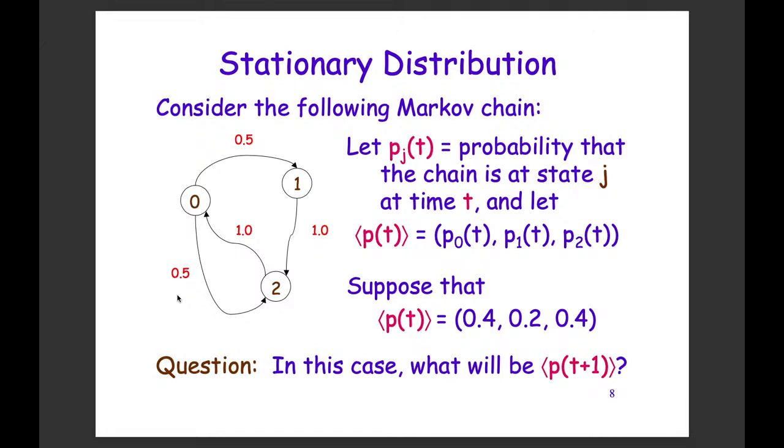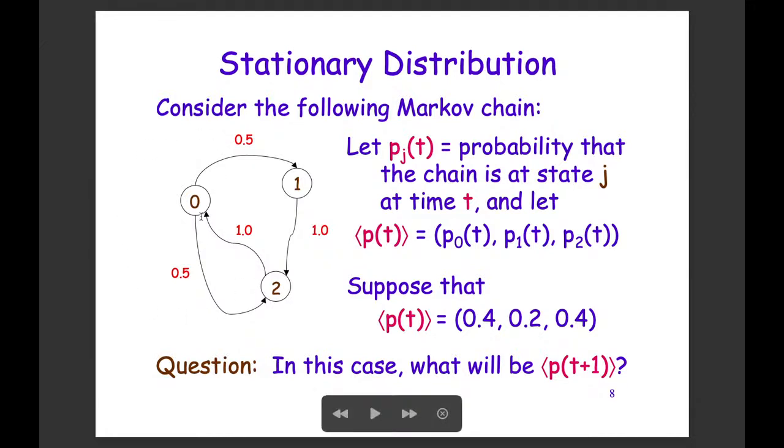Okay, now let us consider this particular small example of a Markov chain. You just have 3 states, and this is the probability. If you are at state 2, you must go to 0 at the next step. Similarly, if you are at state 1, you must go to state 2 in the next step. And if you are at state 0, there is half a chance to go to 1, half a chance to go to 2.